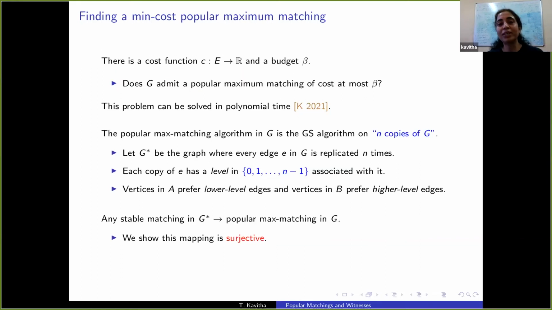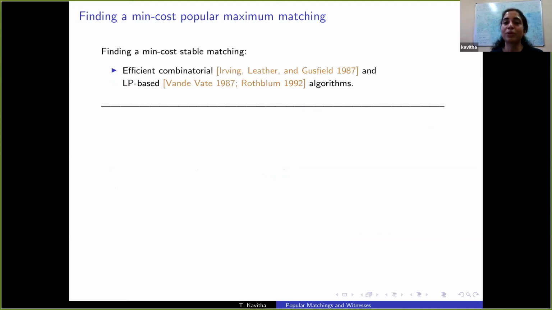Which means to find a min cost popular maximum matching, all I have to do is find a min cost stable matching in G star. And there are many algorithms for this problem: efficient combinatorial algorithms, linear programming based algorithms. This is a very well studied problem. So by using this algorithm, I can solve the min cost popular maximum matching problem. Is it okay so far?